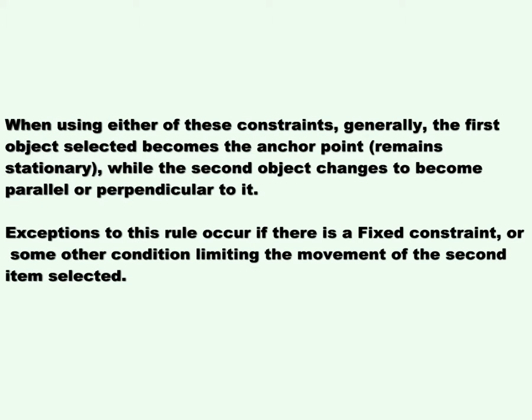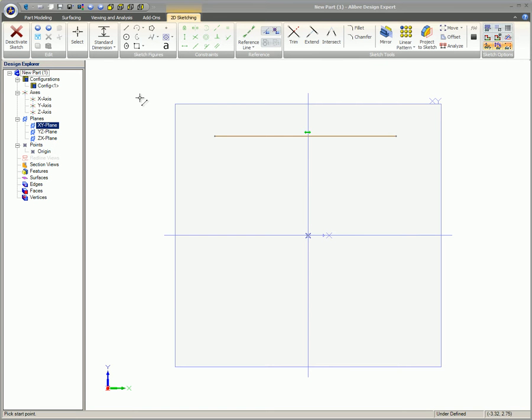When using either of these constraints, generally, the first object selected becomes the anchor point, that is, it remains stationary, while the second object changes to become parallel or perpendicular to it. Exceptions to this rule occur if there is a fixed constraint or some other condition limiting the movement of the second item selected. There are two different ways to add either of the constraints.